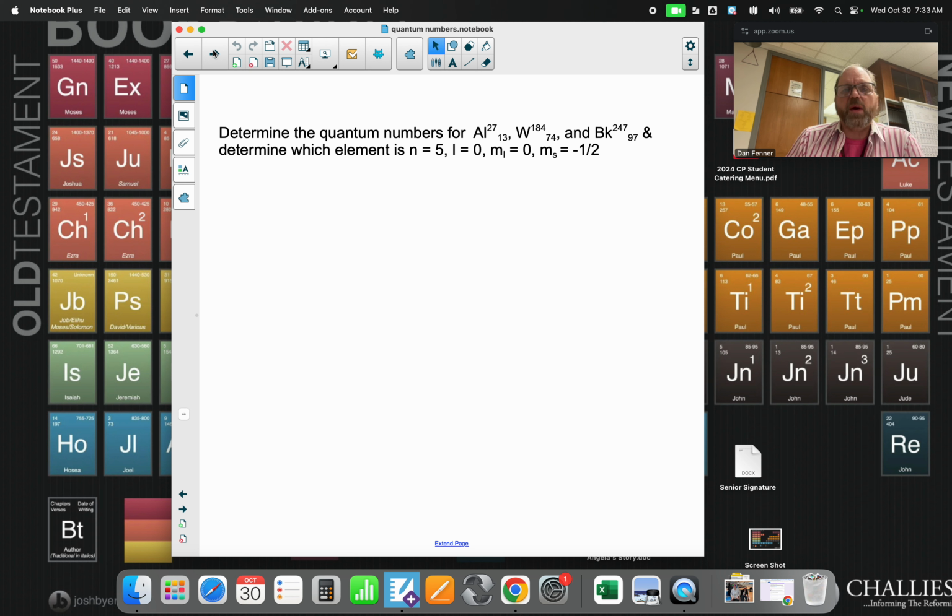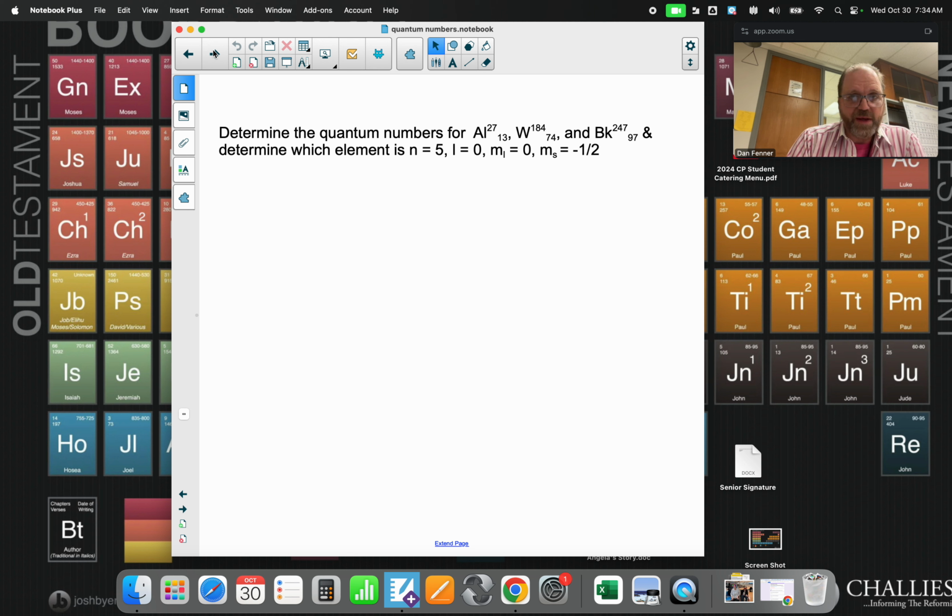All right, so I've got 4 problems for you to do. I want you to give me the quantum numbers for aluminum, tungsten, berkelium, and then tell me what element would be n is 5, l is 0, m sub l is 0, m sub s is -1/2. Pause this, work it through, and then we'll go over the answer.